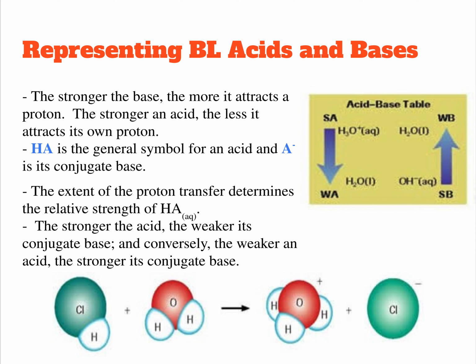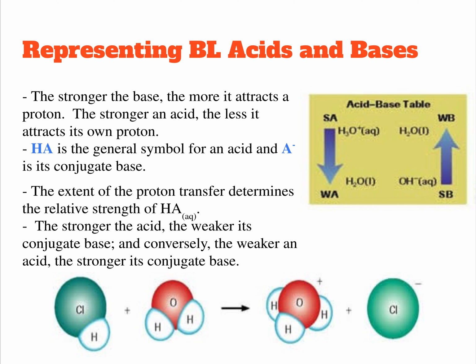We can also represent general formulas for Bronsted-Lowry acids and their conjugate bases. We often will use HA as the general symbol for an acid and A- as the general symbol for a base. And the reason why you use that specific formula is that that creates a conjugate acid-base pair. They're separated by a difference of just a single hydrogen ion.